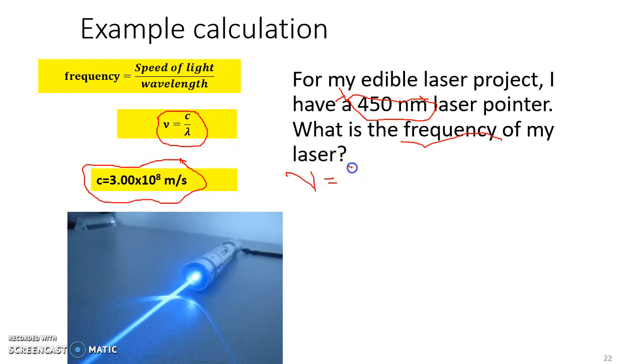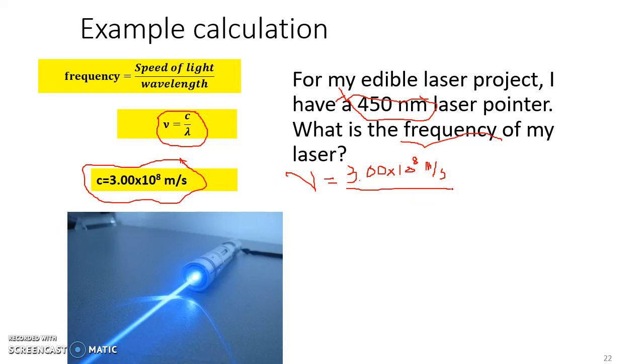C is given as 3.00 times 10 to the 8th meters per second, and that's over lambda. So the third question is, what's our equation?